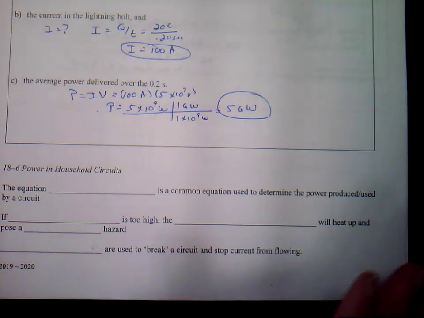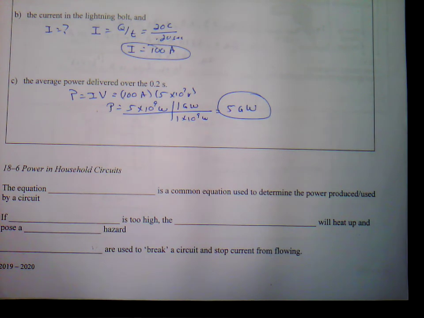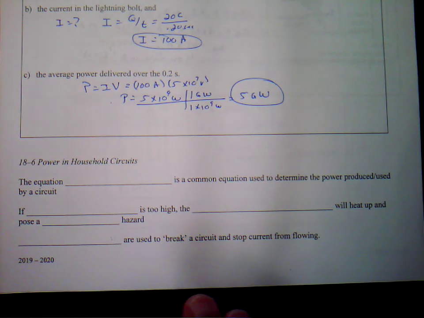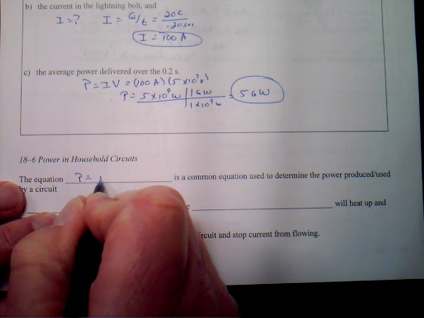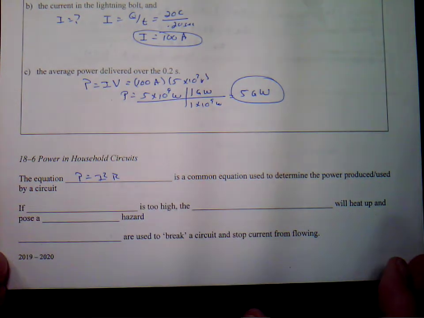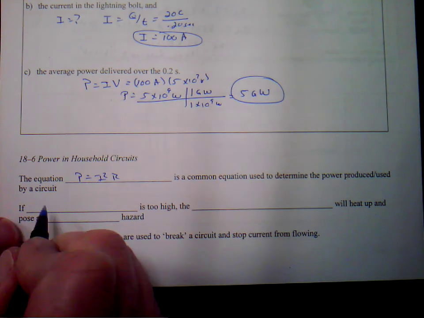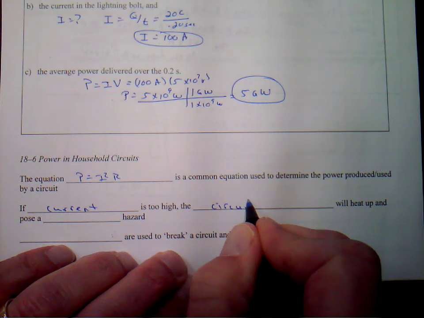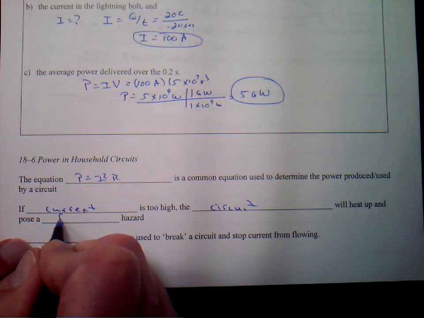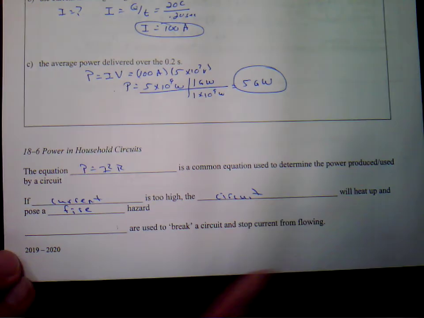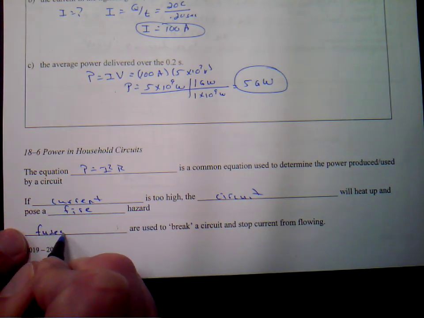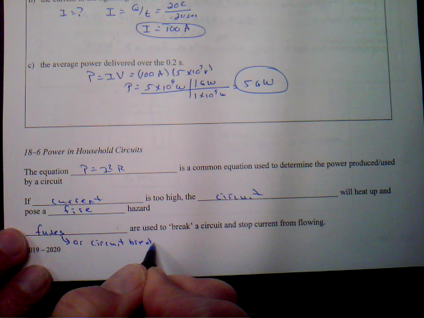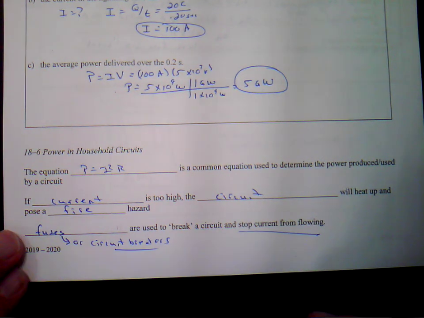I think power in household circuits. I know a lot of you have circuit breakers or fuses in your house, and sometimes circuit breakers and fuses in the electronics of the car. And the equation, power equals I squared R, is a common equation to determine the power used to produce in a circuit. If current is too high, the circuit will heat up and pose a fire hazard. So what households have are fuses or circuit breakers that stop that from happening.